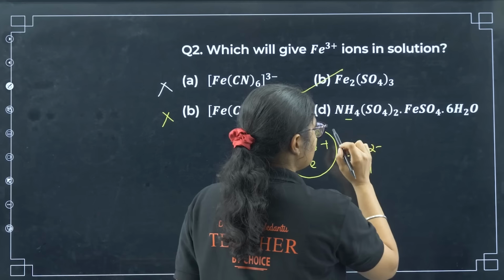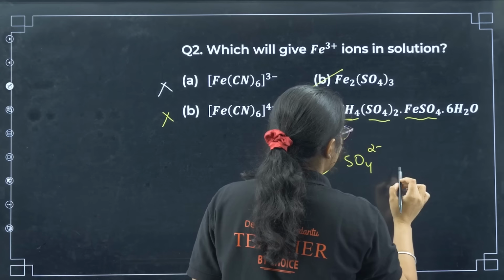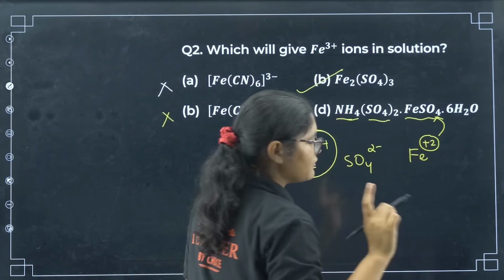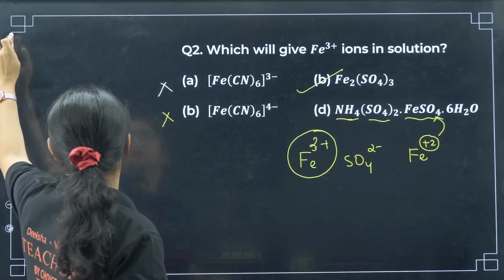Here, if you see NH4+ and SO4 2-, and here Fe2+ ion is produced, not Fe3+. So this is not the answer. Option B is the correct answer.